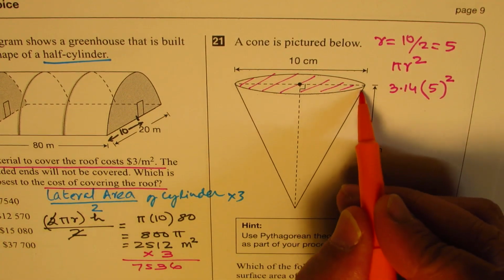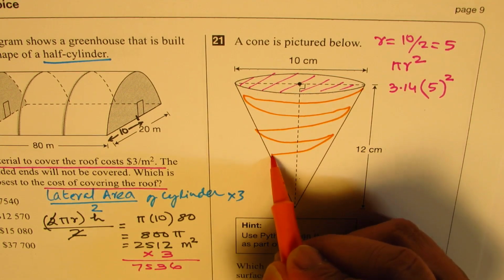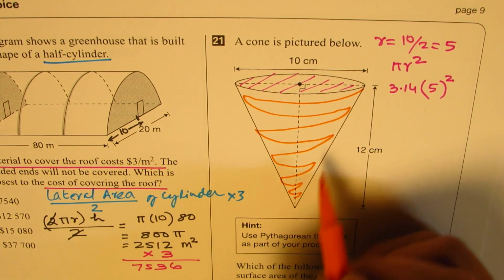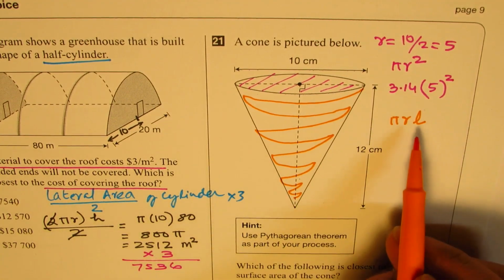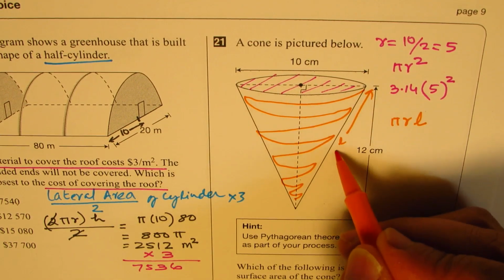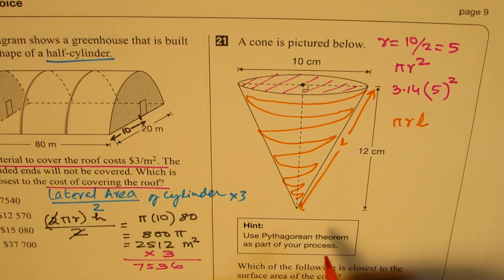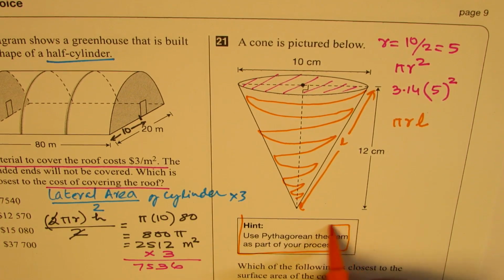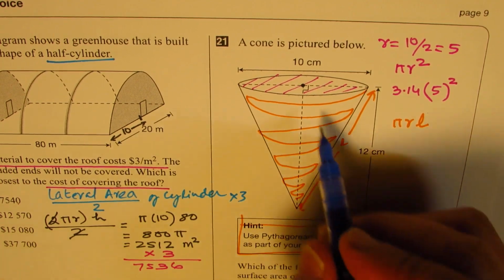The other area is the curved area of the cone, right? So we have to find this area now. Now this curved area is pi r L. Now how do we find L? L is this length. To find L, we'll use Pythagorean theorem. So that is the hint for you. Is that clear? So let's use the Pythagorean theorem to find L.